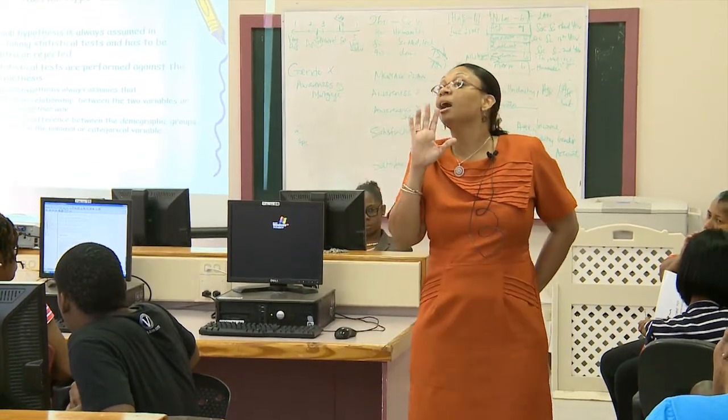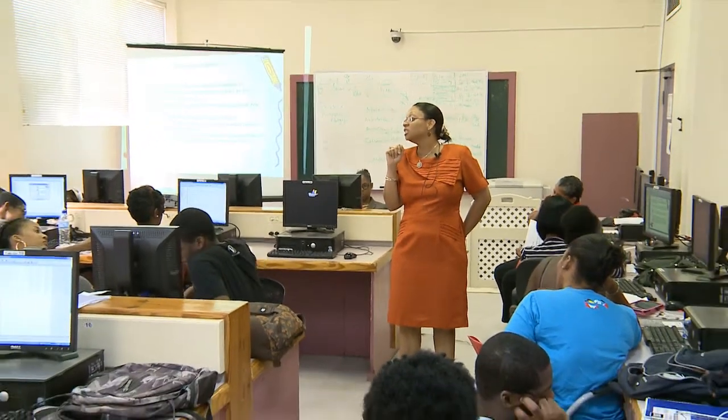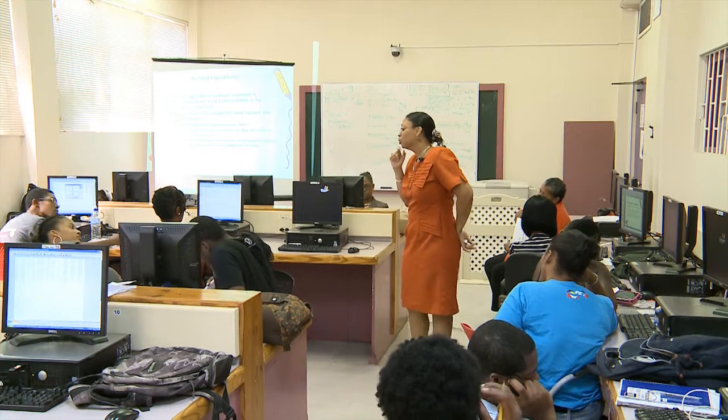So if you get a p-value of 0.055, accept the null because it's greater than 0.05, folks. Don't even try to fudge it.